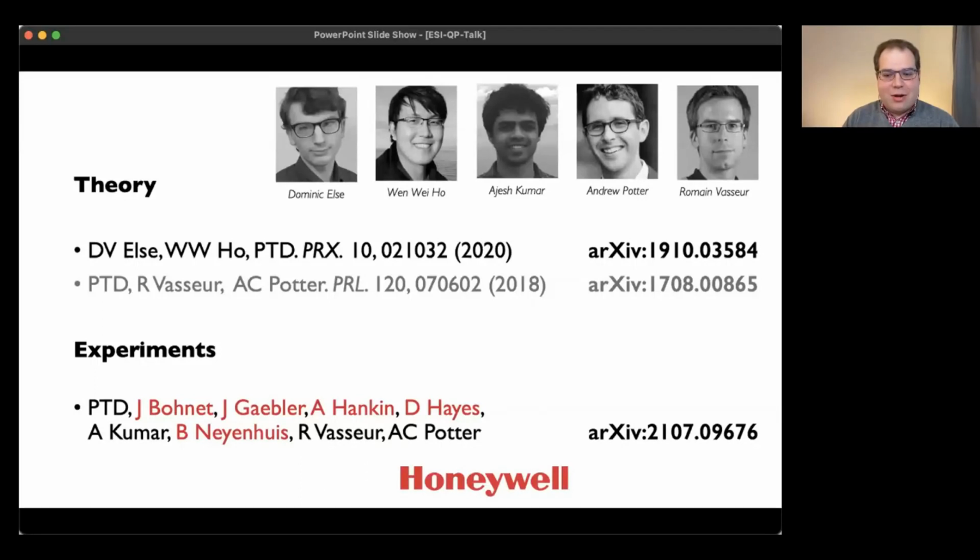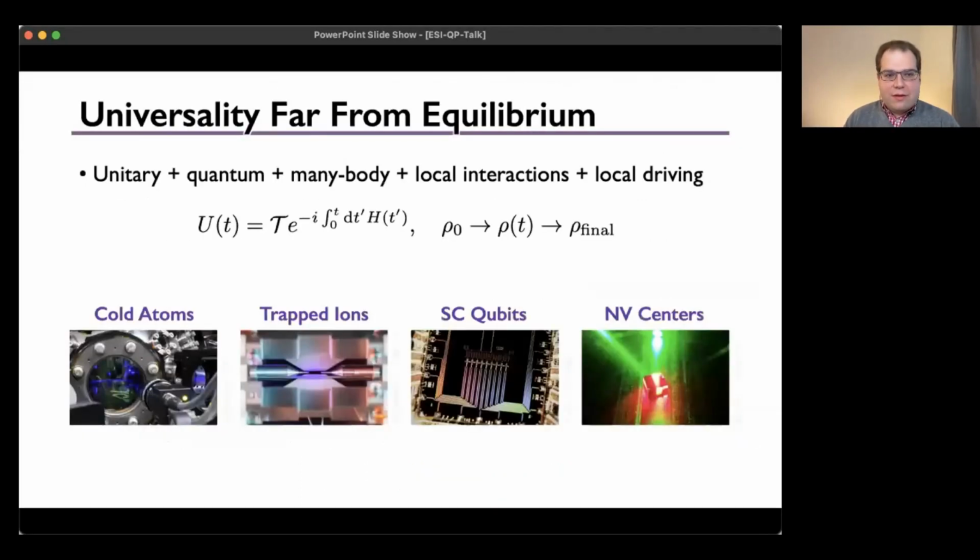To set the stage with some background, we're interested in universality in systems very far from equilibrium. The specific conditions I want to consider are a closed system that undergoes unitary evolution. It's quantum, many-body, and there are interactions, but those interactions are local. There is also an external drive, so there is some coupling to an external system, but that coupling is constrained to be local and unitary.